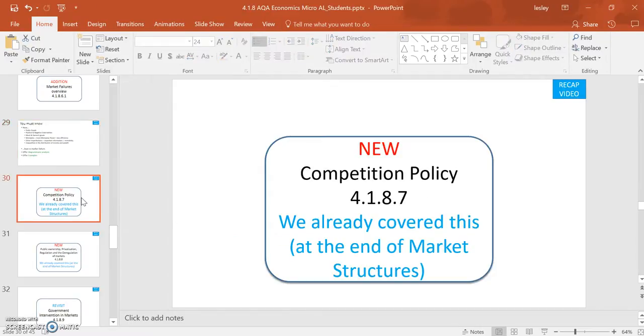Competition policy, we did quite a lot on this, on restrictive trading practices. We did mergers, and we did monopoly law, and we looked at how the government quango was looking to work to reduce monopolies in the market. So competition policy is basically a lot of solutions to the problems that monopolies bring.